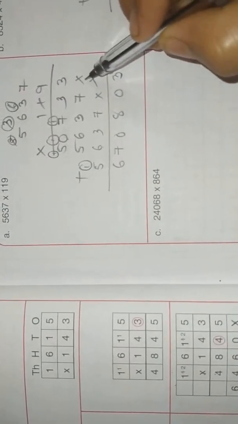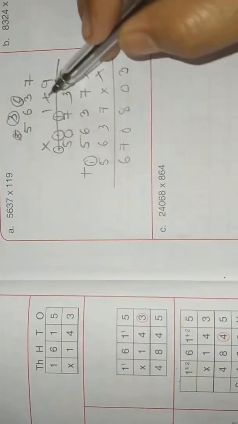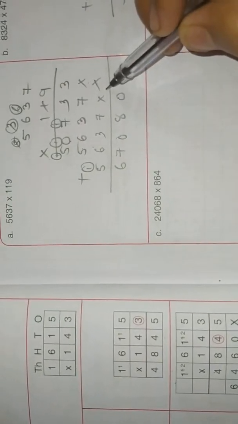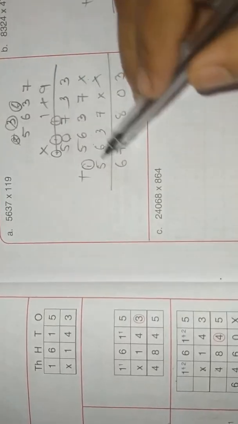Cross it out here. 1 7 is 7. 1 3 is 3. 1 6 is 6. 1 5 is 5. Cross it out, 2 cross marks there. 1 7 is 7, 1 3 is 3, 1 6 is 6, 1 5 is 5.